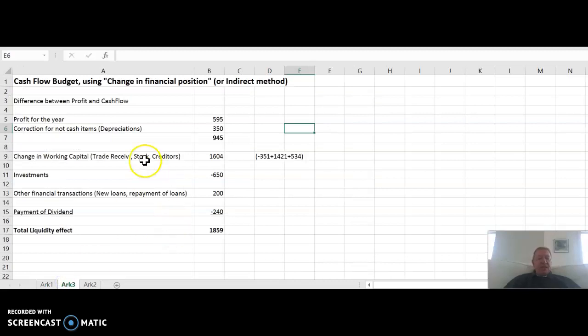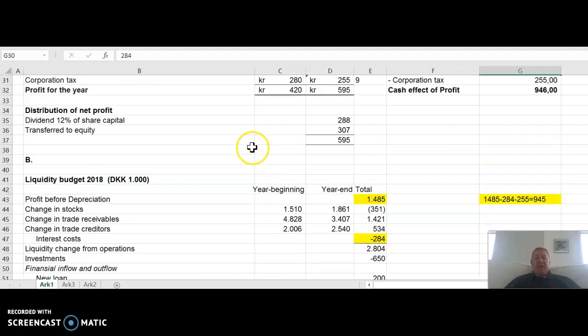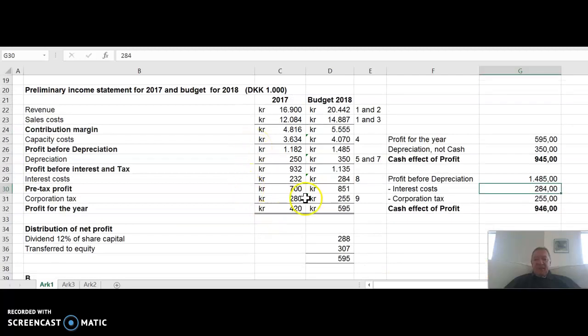Here you can see that the profit for the year was 595. If you look here at the income statement, there is a 595 profit for the year. Somehow it should increase our profit in the budget year because we are selling a lot of things, using a lot of products, paying a lot of costs and other things, and we end up with this profit of 595.